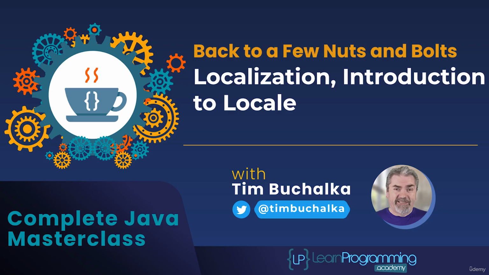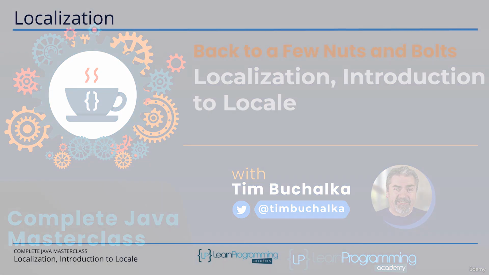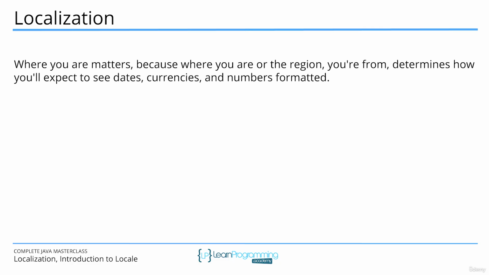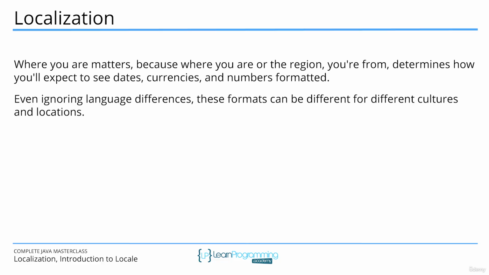As you saw in the last few videos, it's kind of hard to work with dates without thinking about your location. This is the essence of localization. Where you are matters because where you are or the region you're from determines how you'll expect to see dates, currencies, and numbers formatted. Even ignoring language differences, these formats can be different for different cultures and locations.